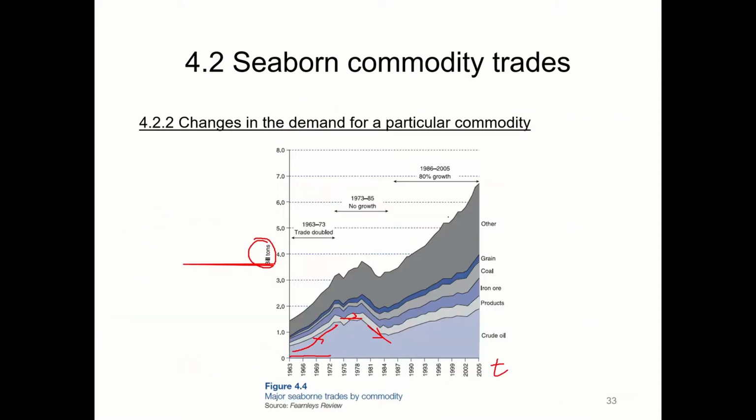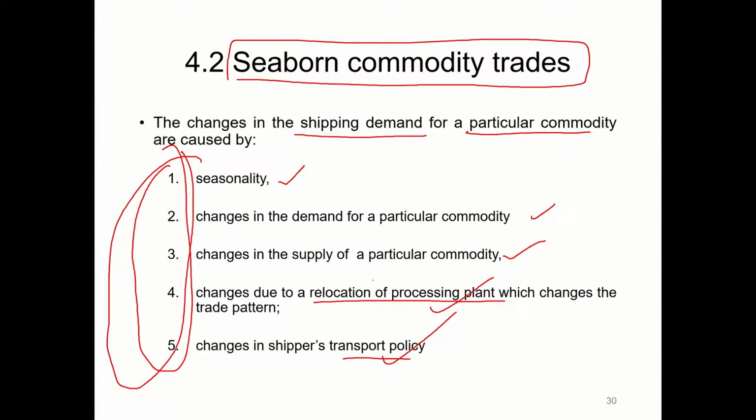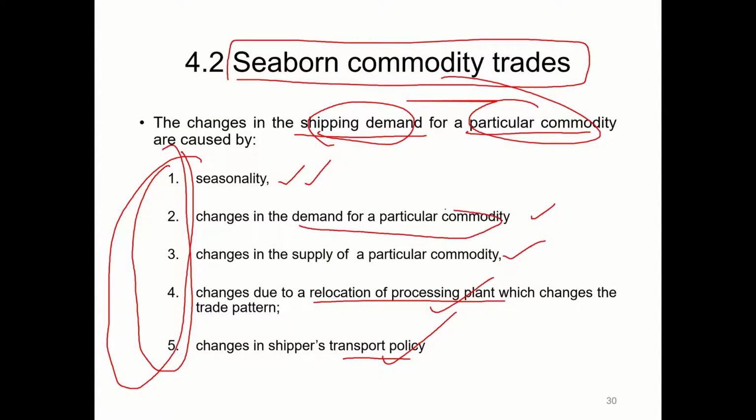So these are the 5 factors that cause the shipping demand for a particular commodity. To recap, they are seasonality. Only certain types of products are affected by seasons, especially agricultural products, right? Oil as well. Then changes in demand for a particular commodity. Here we're talking about substitutes. If the price of crude oil becomes cheap, then there will be more people buying or consuming crude oil, and as a result, the shipping demand for crude oil will be higher.